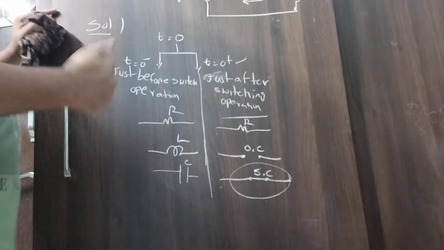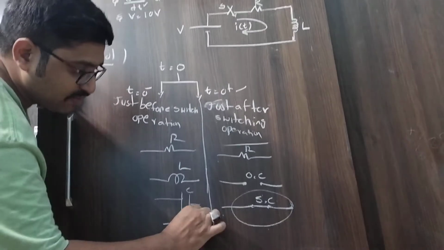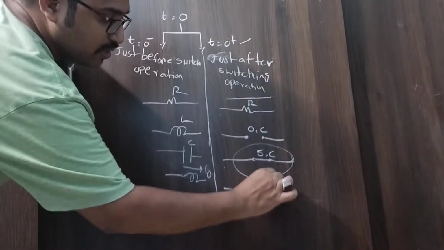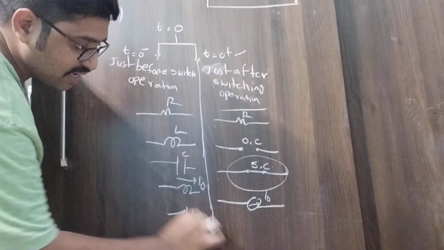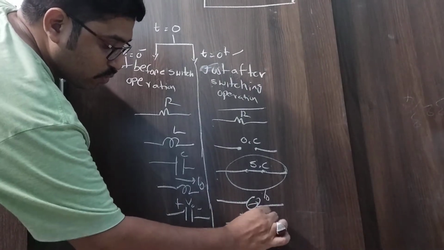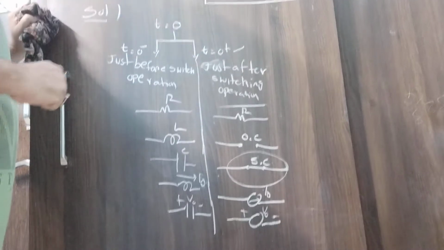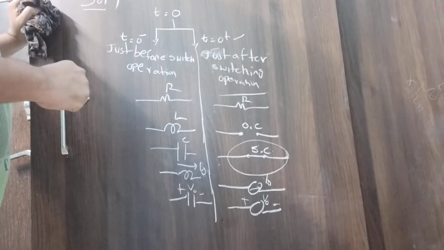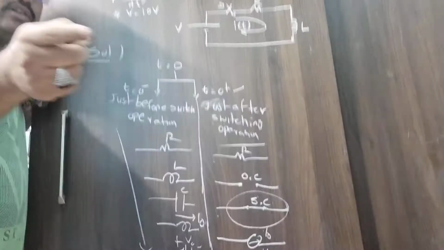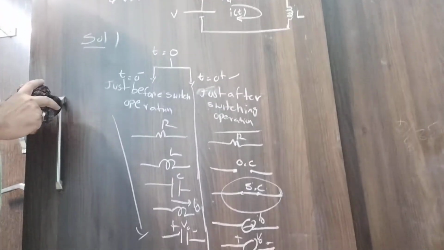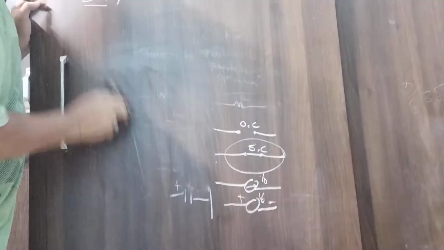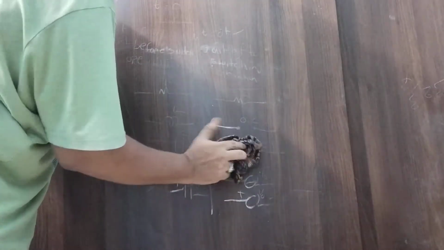Okay, at the same time, if the inductance carries an initial current, you will have a current source. If the capacitance carries an initial voltage V0, there will be a voltage source with plus and minus polarity. This is the important thing you need to understand. Now, I have already given this chart to you in your notes, so keep it with you. Now we are going to solve the problems.